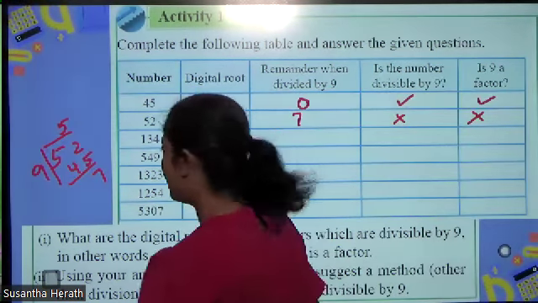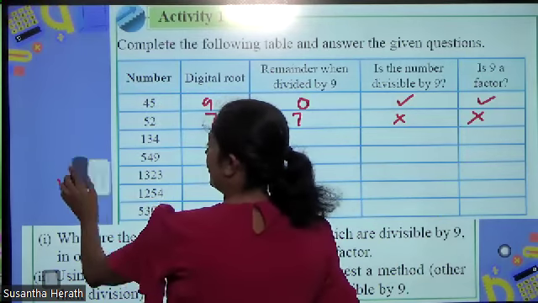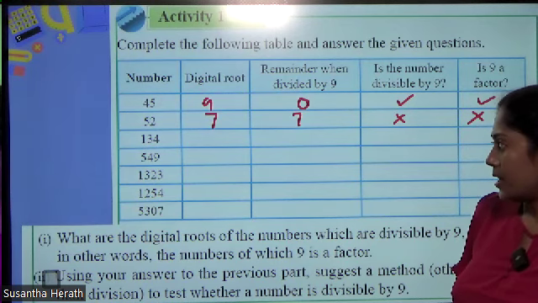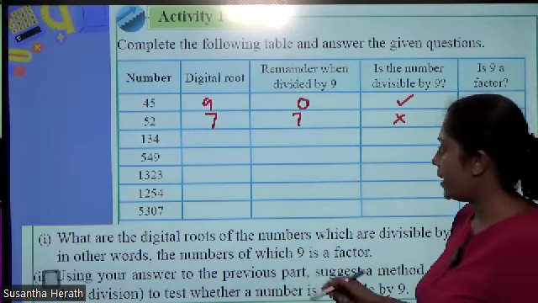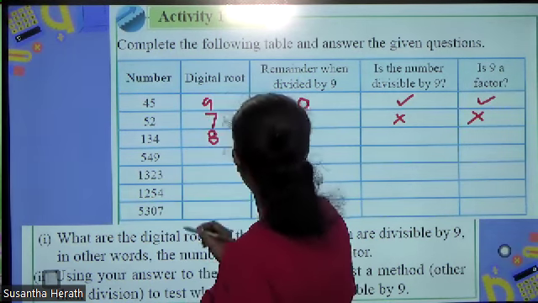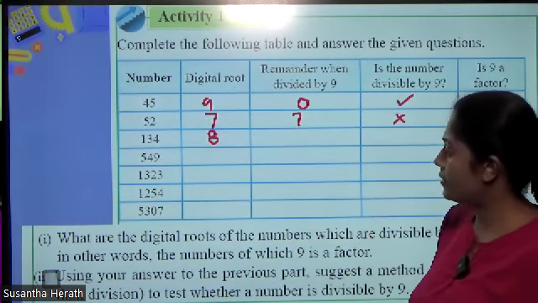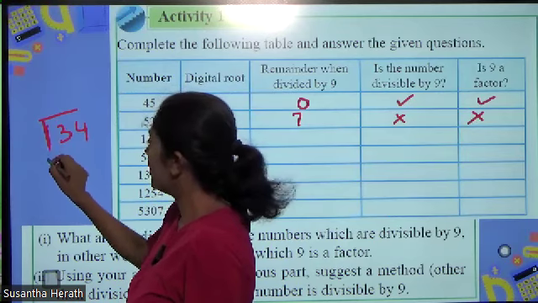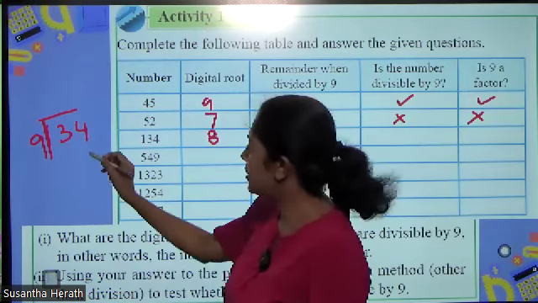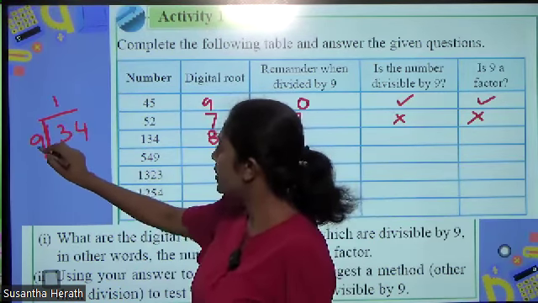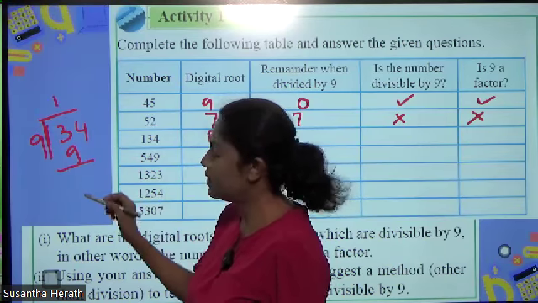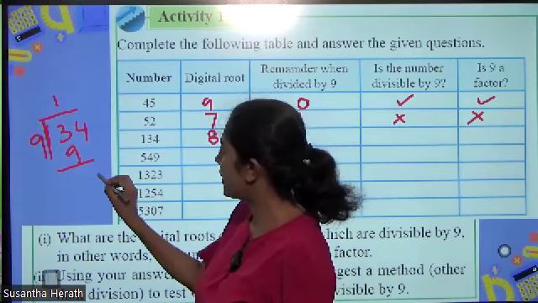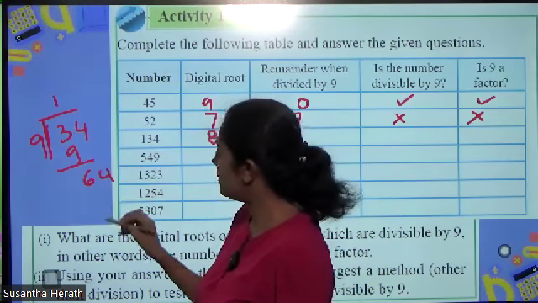134. What is the digital root? 1 plus 3 is 4. 4 plus 4, 8. Then they are asking remainder when divided by 9. We'll see. 134 we have to divide by 9. For 13, how many 9s are there? 1. 9 into 1, 9. 13 minus 9, how much? 4.